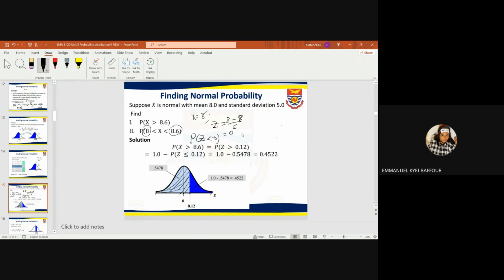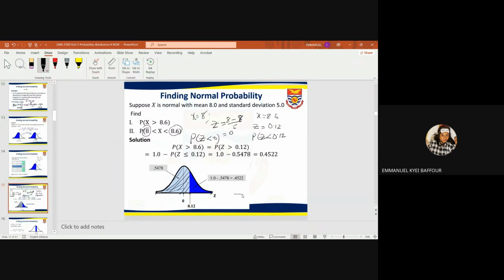Now, we will also be interested in the probability that our x is equal to 8.6. So that one too, when we convert this to z-score, we had the z-score to be 0.12. So we'll be looking at the probability of z being less than 0.12. So now let's look at this.